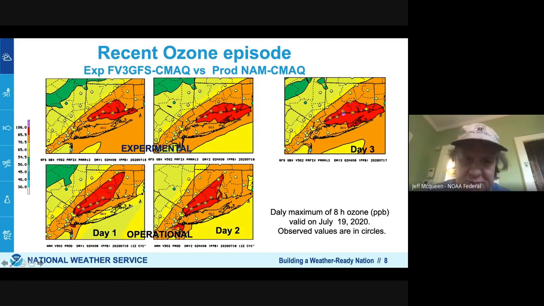This is the operational system beyond day two. Both systems overpredicted the ozone for this event. Here are the orange circles compared to the color fill. And partially that's probably due to COVID-19, partially due to the resolution at 12 kilometers, not capturing the marine boundary layer very well.